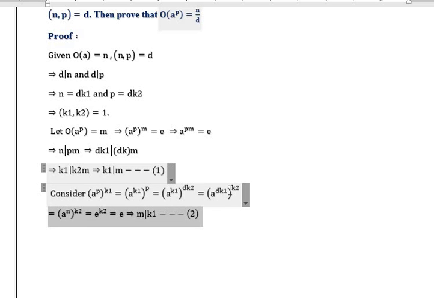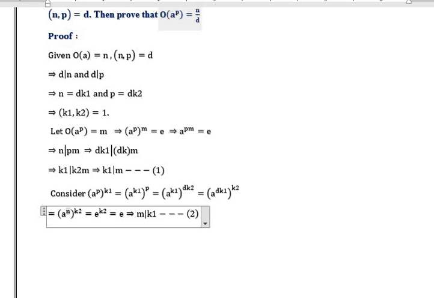Then a power of d k1 is nothing but n. So we get a power of n whole power of k2. Now a power of n is equal to e. Therefore a power of n whole to the power of k2 is e power of k2, which is equal to e, which implies m divides k1. Treat this as equation 2.